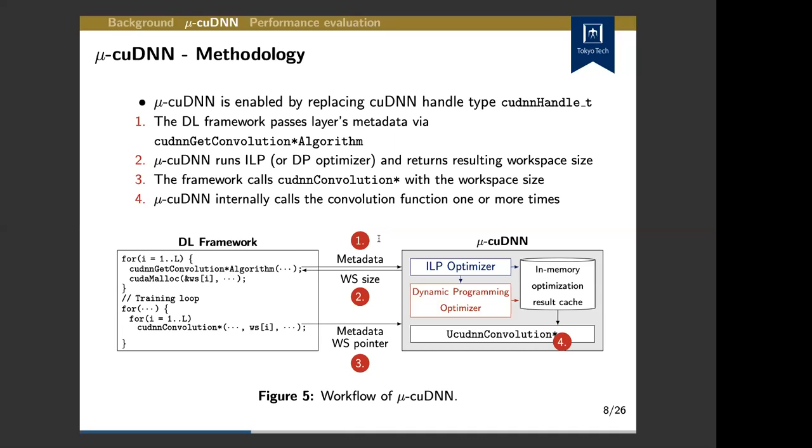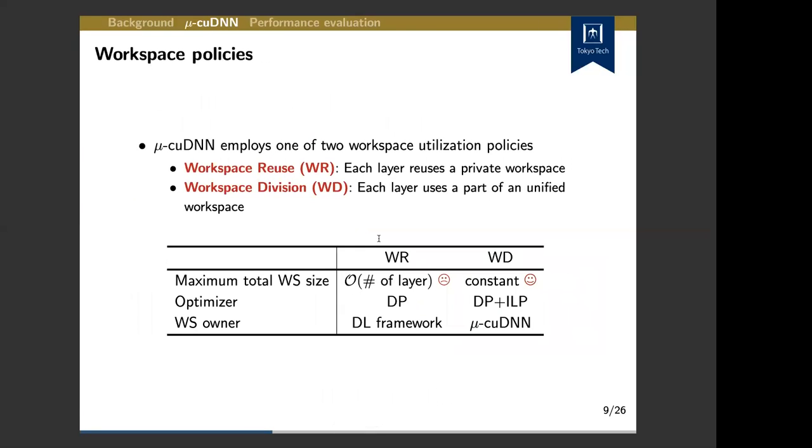And for optimization, we propose two different ways to split the convolution loop, and users can select either of them. Workspace reuse, one of them, is a simpler one, which just applies dynamic programming to compute the optimal combination of microbatch sizes. I explain later. Workspace division is a more complex one, which is used in the case where a unified workspace is shared by multiple convolutional layers.